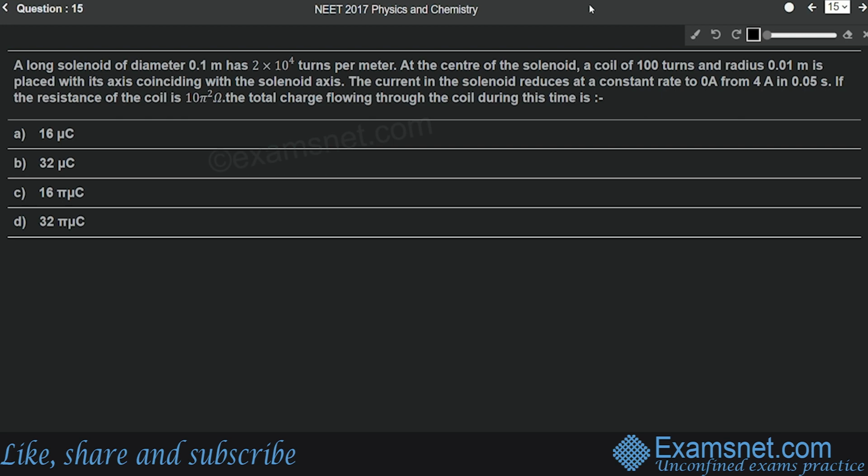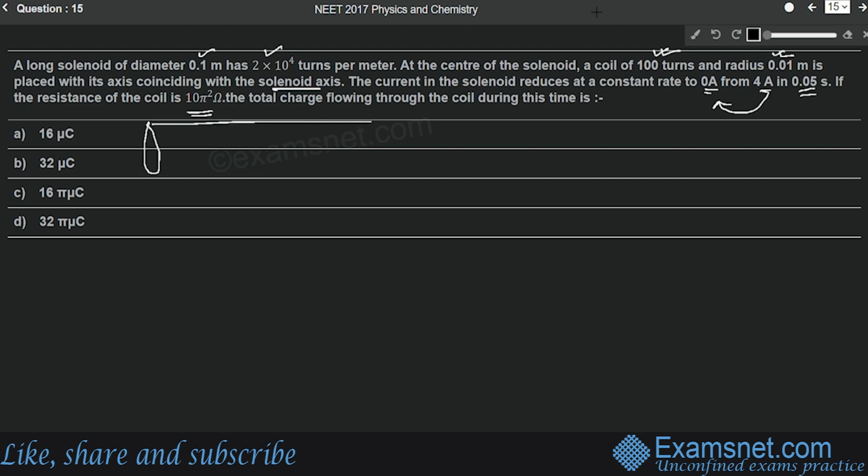Now, question number 15 is from the chapter electromagnetic induction. And the question is: a long solenoid of diameter 0.1 meter has 2 into 10 to the power 4 turns per meter. At the center of the solenoid, a coil of 100 turns and radius 0.01 meter is placed with its axis coinciding with the solenoid axis. The current in the solenoid reduces at a constant rate to 0 ampere from 4 ampere in 0.05 seconds. If the resistance of the coil is 10 pi square ohm, then the total charge flowing through the coil during this time is. Okay, so let's understand the question.